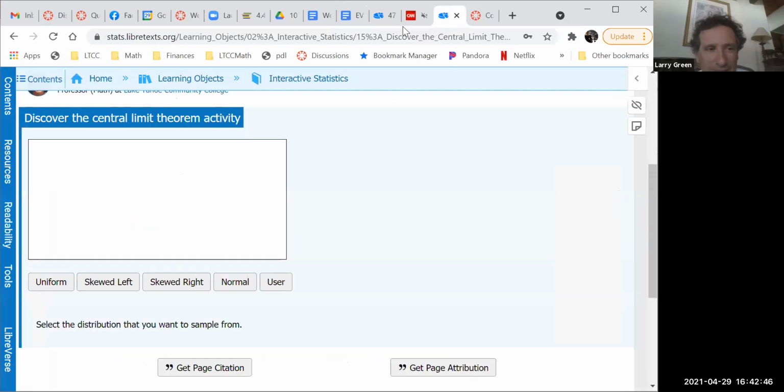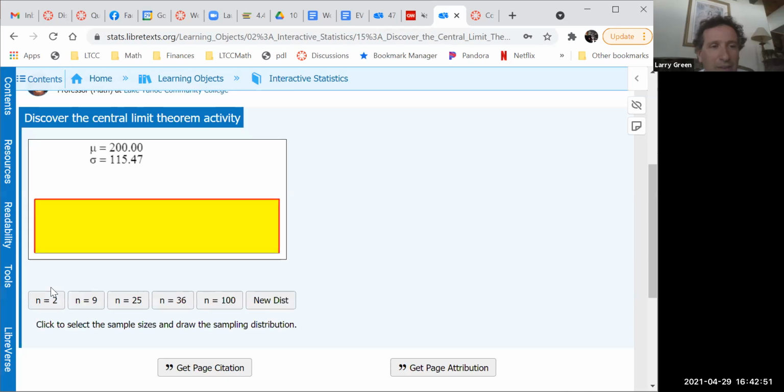Let's go to explore. And I'm just going to start. Let's suppose we started with a uniform distribution. So the computer just created a uniform distribution. The mean is 200 and the standard deviation is around 115 or so. So now let's suppose that we take samples. And let's suppose we take samples of, say, size 100.